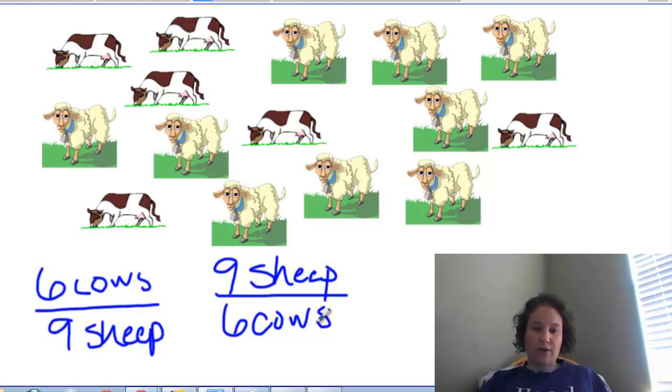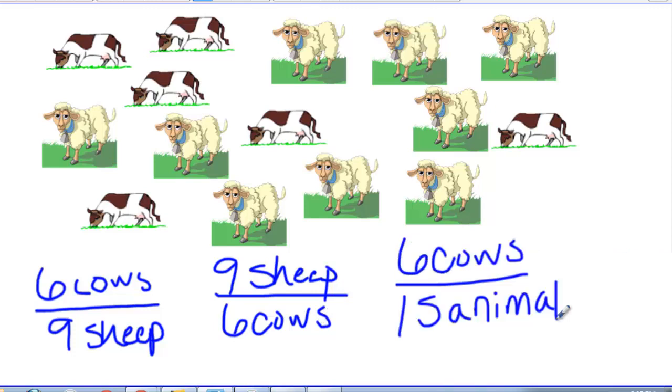Another way that I can write a ratio is comparing one part to the whole. If I think about it, there are really 15 animals out grazing in that field. So I could say there are 6 cows to 15 animals. So there I'm comparing part of the animals grazing out in the field to the whole. So the first two ratios we would describe as part to part, and this ratio we would describe as part to whole.